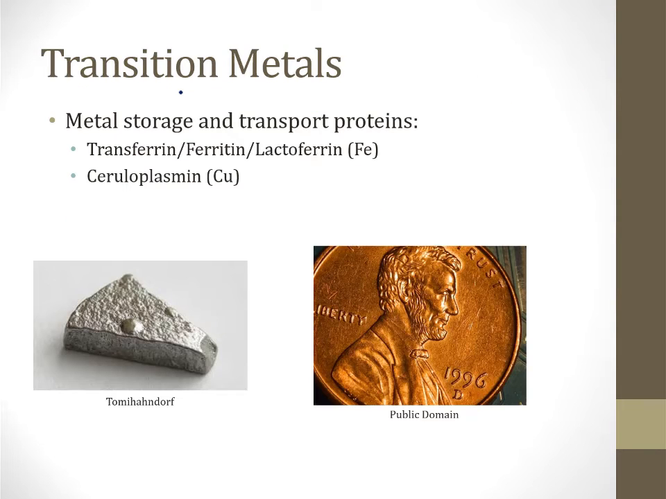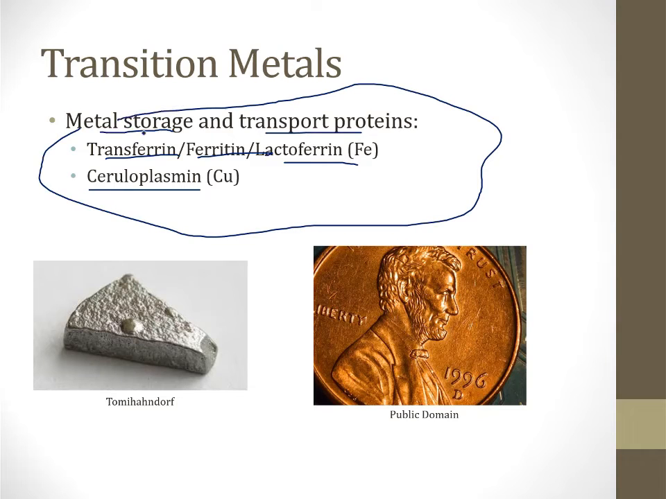And because of the possibility that transition metals can form free radicals which can damage cells, our body has evolved storage proteins and transport proteins to protect those free metals from entering the Fenton reaction. So iron is often found bound to either transferrin, ferritin, or lactoferrin. Copper is found bound to ceruloplasmin. And the reason we have these proteins is that they bind the transition metal and keep it from entering the Fenton reaction and generating free radicals.